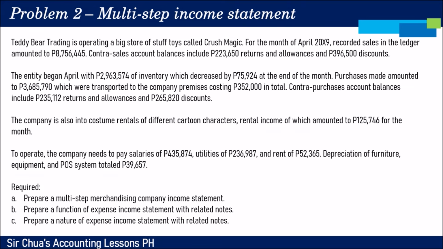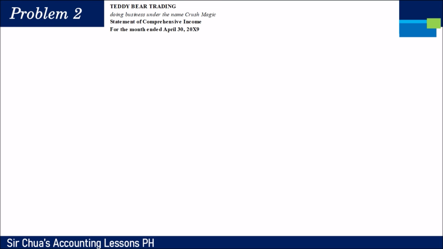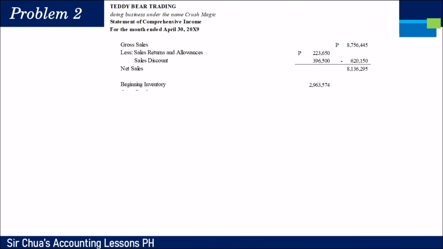Tapos, meron po tayong operating expenses na salaries, utilities, rent, and depreciation. Okay? So, ganun din po ang first step. Ilalagay po natin ang heading, Teddy Bear Trading. Doing business under the name Crush Magic, and then the name of the financial statement, which is Statement of Comprehensive Income, and then for the month ended April 30, 20x9. Okay, so your first step is to compute for your net sales. Gross sales, less sales returns and allowances and sales discount. So, lalagay nyo yung SRA tsaka SD, then kukunin nyo yung total bago nyo i-minus sa gross sales. Net sales is 8,136,295.